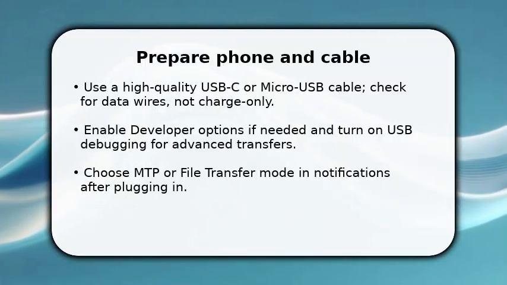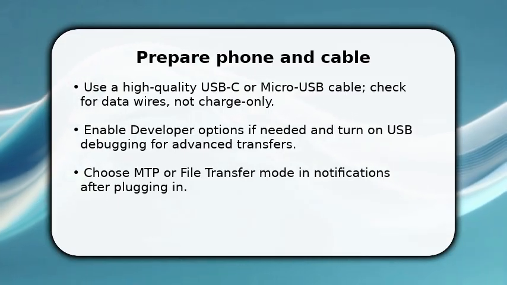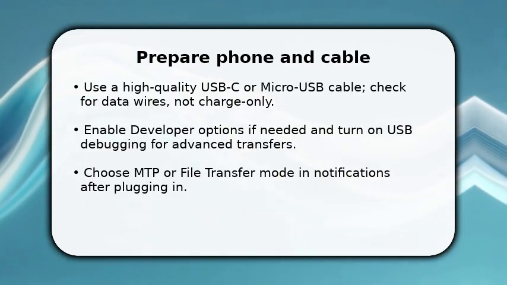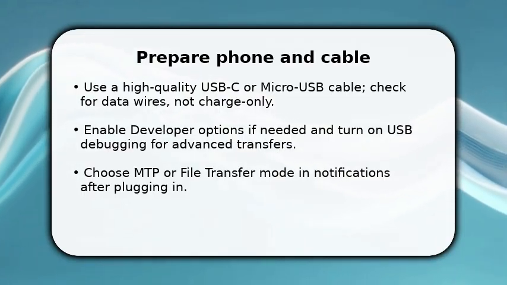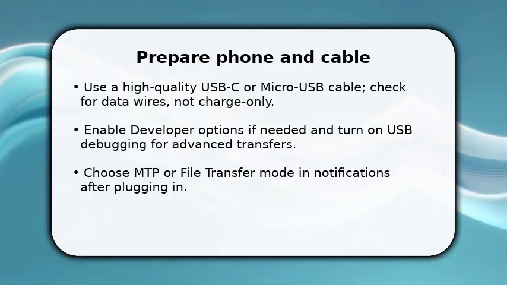You start by confirming prerequisites: a data-capable USB cable and an unlocked phone. Plug the cable into your phone and PC now. The device will show a USB notification. Tap that notification and choose File Transfer or MTP so the computer can read files.